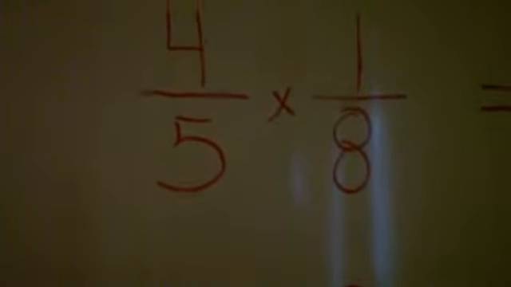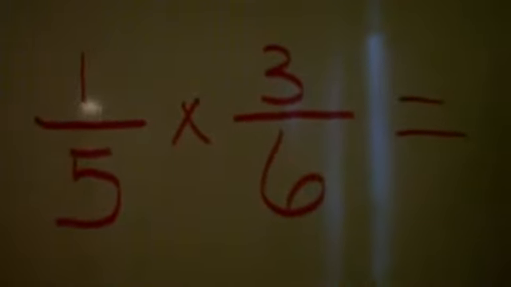4/5 times 1/8. You can reduce a little bit here before multiplying. So, divide by 4, you got 2. Divide by 4, you got 1. So 1 times 1 is 1. 5 times 2 is 10. You got 1/10.